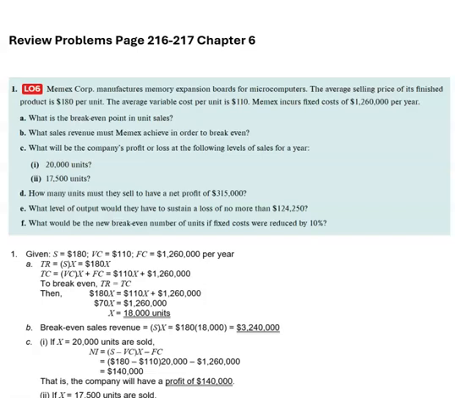So Memex Corporation manufactures memory expansion boards for microcomputers. The average selling price of the finished product is 180 per unit. So there's your selling price. The average variable cost per unit is 110. There's your variable cost. Memex incurs fixed costs of 1.26 million per year. Okay, so there's your fixed cost.